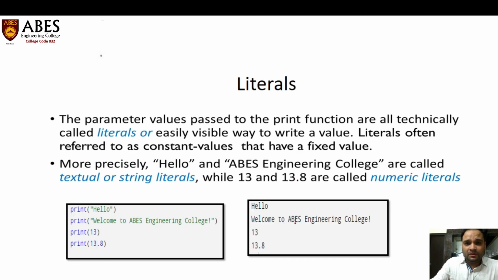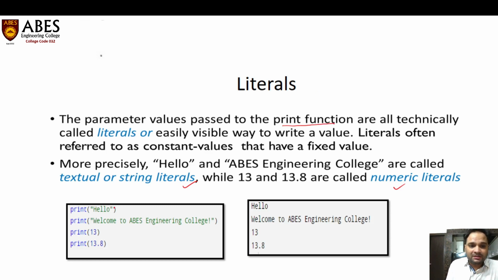So what are literals? Literals are very important terms. There are basically two types of literals: string literals and numeric literals. There are other types also, but these two are very important. Remember this: whatever value we pass to the print function, technically these values are called literals.